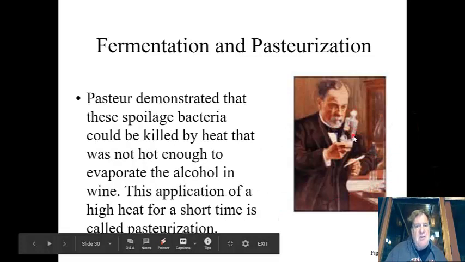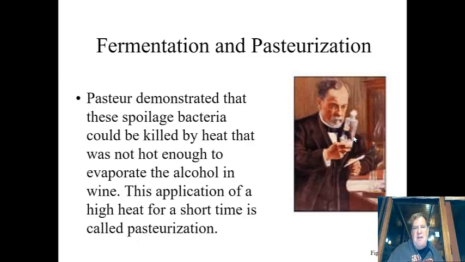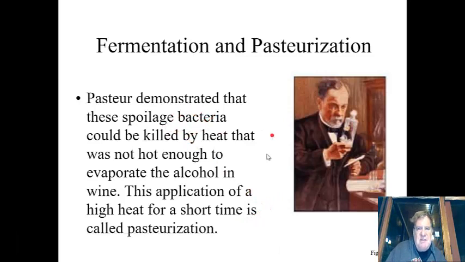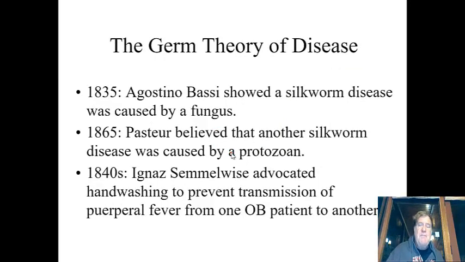This is a great picture of Pasteur. If you go visit us on campus, we have a nice little statue of Pasteur. He is one of the giants, and he's one of my favorite scientists. Pasteur demonstrated that the spoilage bacteria could be killed by heat that was not enough to evaporate the alcohol in wine. This application of high heat for a short time is what we call pasteurization. A lot of times these pathogens get killed a lot faster than some of the other organisms. When you pasteurize something, you reduce the number of microorganisms that are there. You're not necessarily sterilizing it.